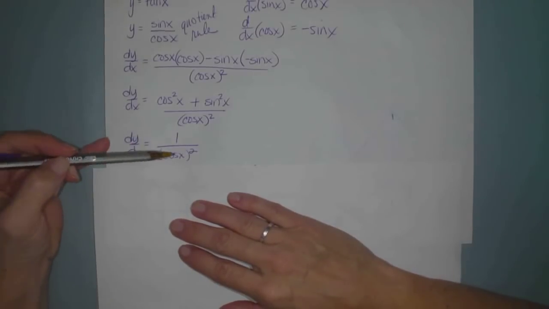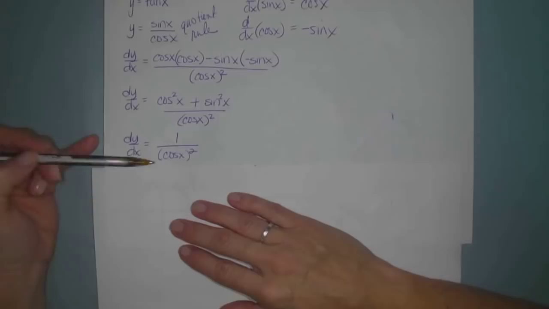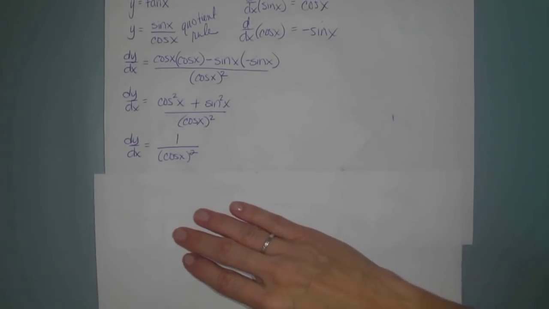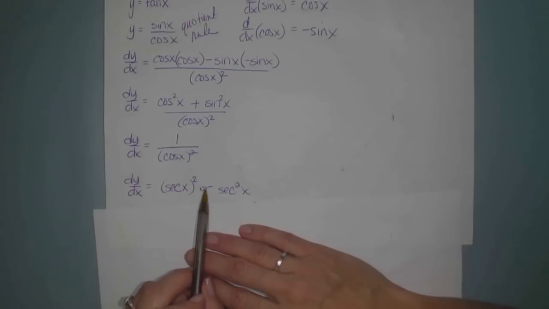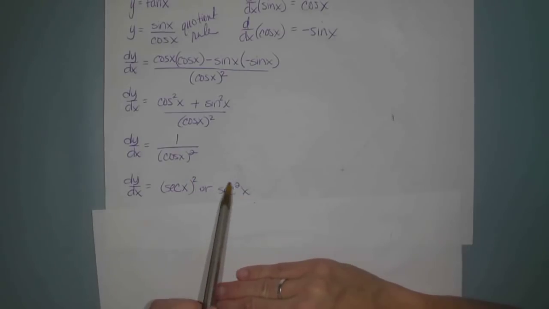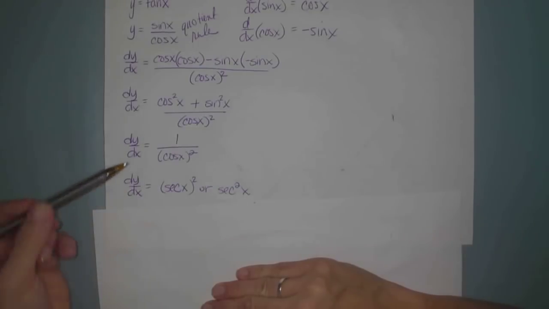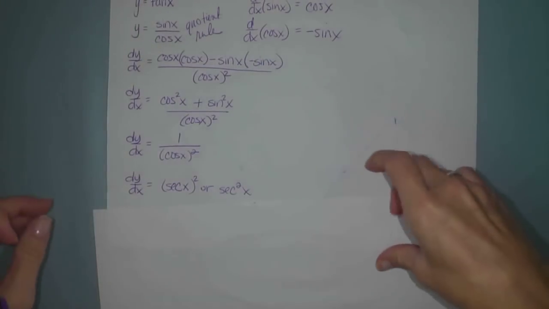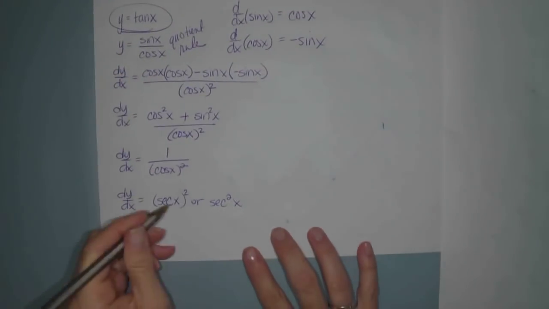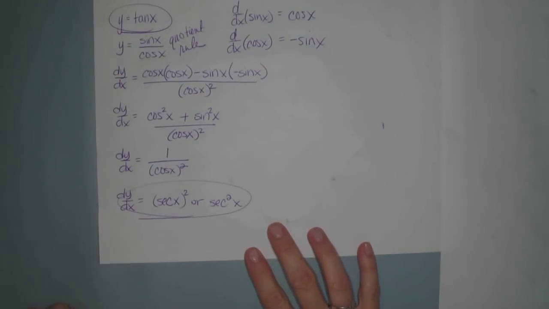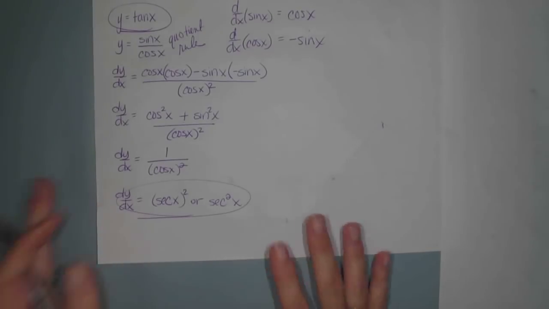And we know that the reciprocal of cosine, 1 over cosine, is secant. So I'm going to rewrite this as the secant of x quantity squared, or you can write it without parentheses as secant squared x. So that is the derivative. The derivative of tan x is secant squared x.